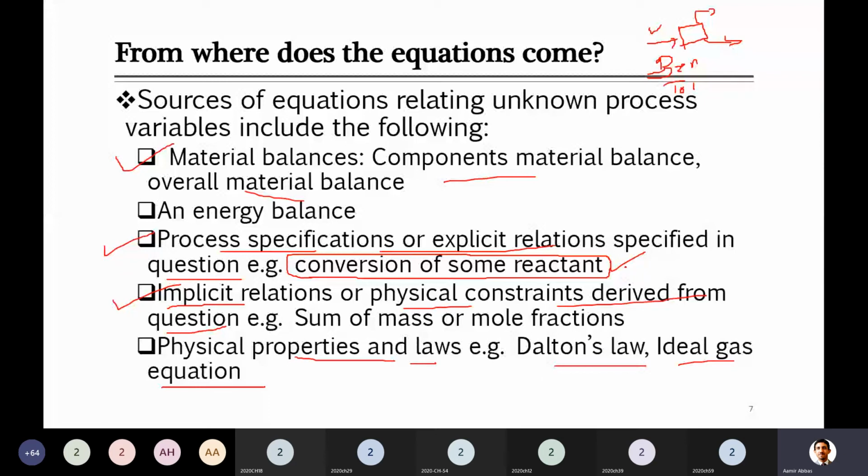How? For example, we know the inlet amount of the methane and we are looking for the outlet amount of the methane. We can use this conversion, how much is converted to something and how much amount will be left. So when we apply the overall balance, we can use this information to find the amount of methane at the outlet. So process specification means this one.